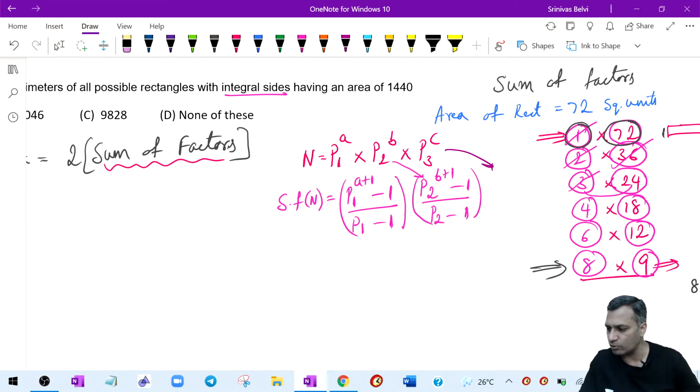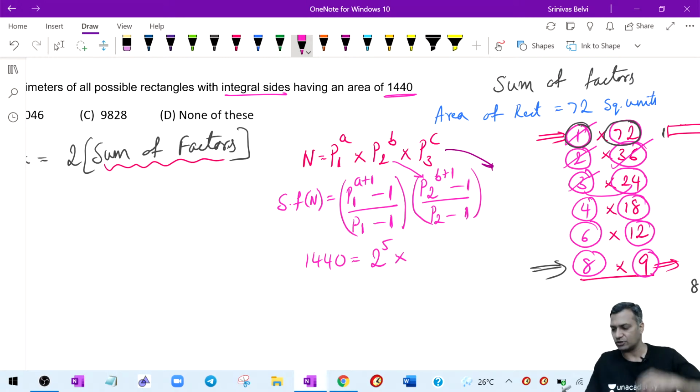Now let me go back to my number 1440. What is this 1440? 1440 is nothing but 2 raised to power 5, because 2 raised to power 5, then you have 3 raised to power 2 into 5 raised to power 1. This is this particular number.